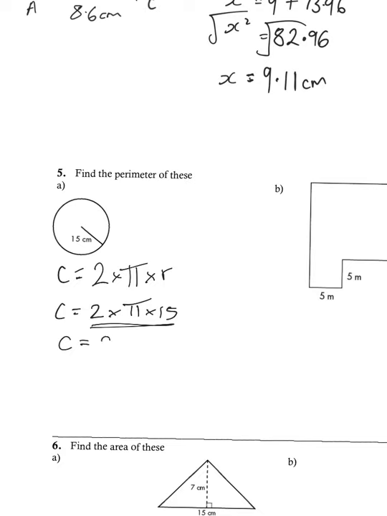Which equals 94.2. So I've got 0.247. Okay, so that 7's going to round the 4 up to a 5. All right, and that's in centimetres. Cool.